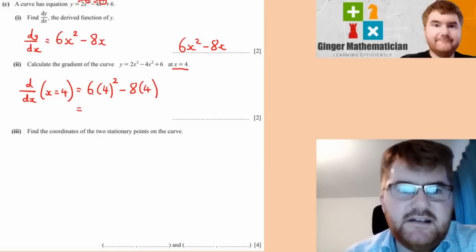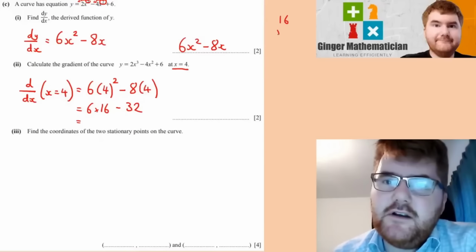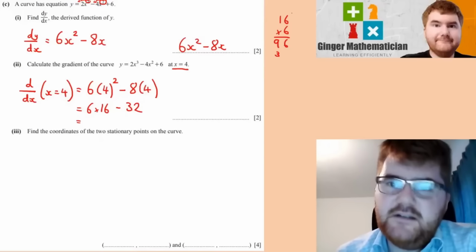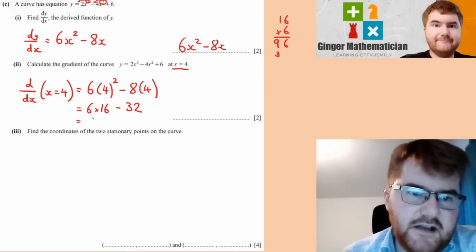Now we just need to do this calculation here, so 16 times 6. Again, we've got a calculator, but you can always do it manually this way as well. This gives you 96. Then 96 minus 32. Again, any of this can be done on your calculator as well. This gives you the final answer of 64. So the gradient at that particular point is equal to 64.